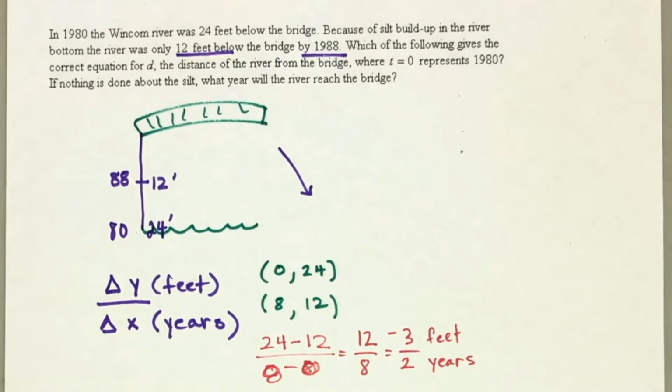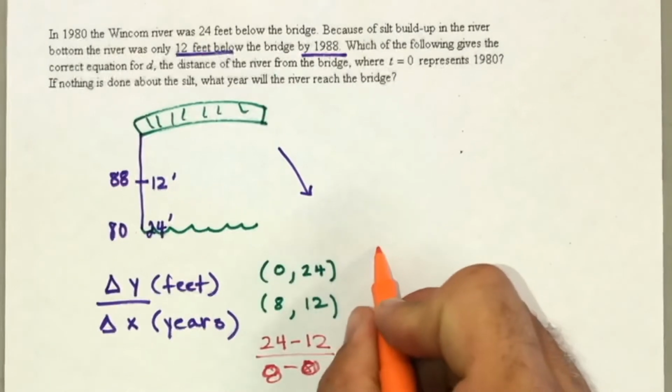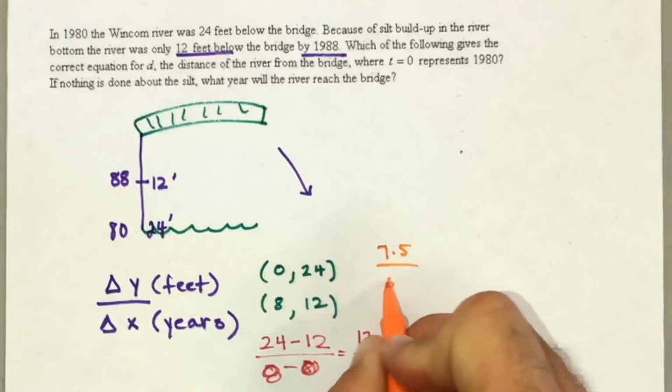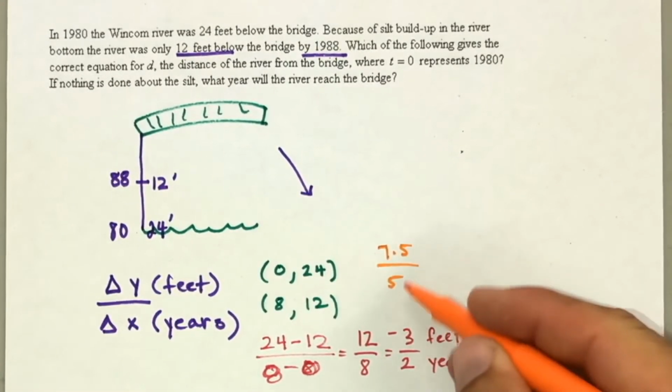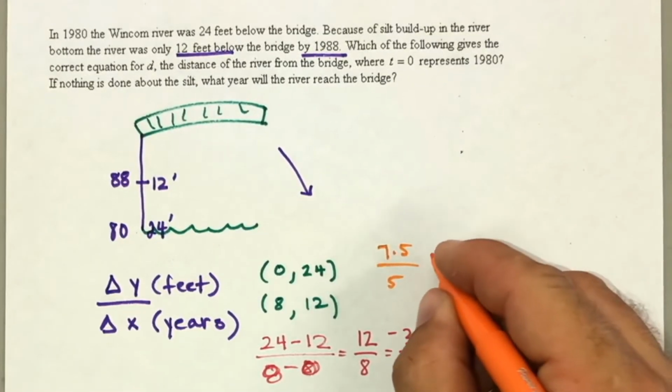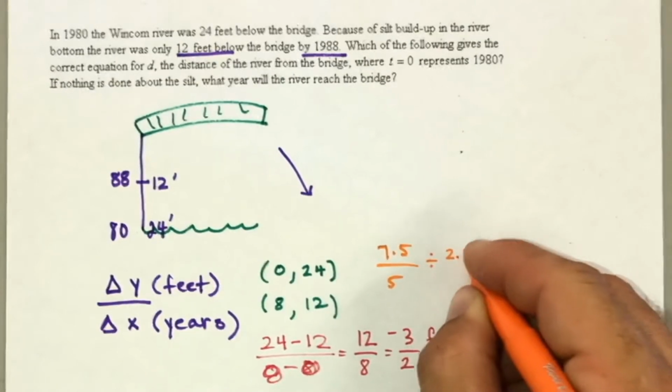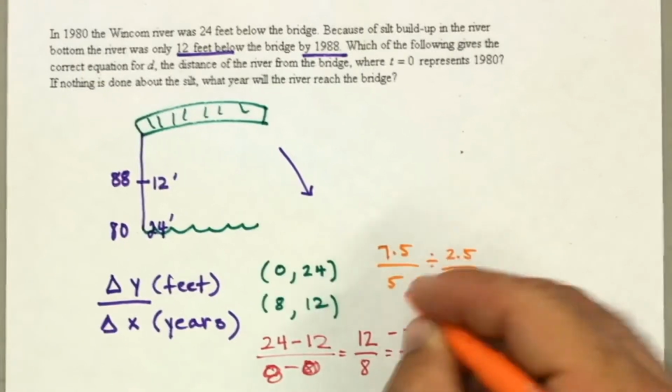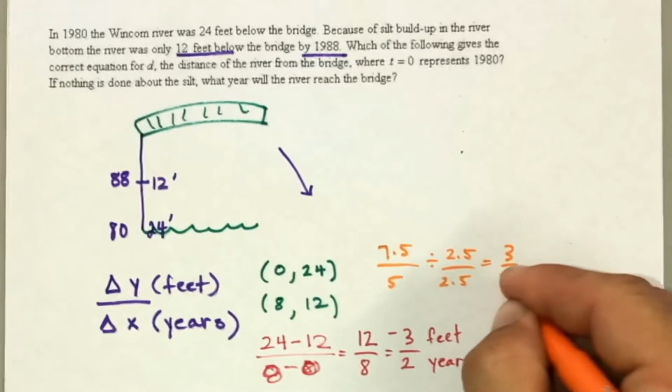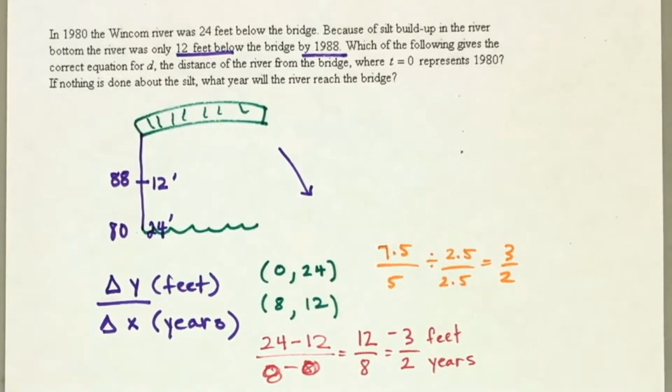And be careful, because you also might see times where they give you maybe a decimal, 7.5 over 5, like this. And how do I reduce that? It's a decimal. I don't see the slope. Well, know that 2.5 goes into each of these numbers. So that's another way to reduce to 3 over 2 there.